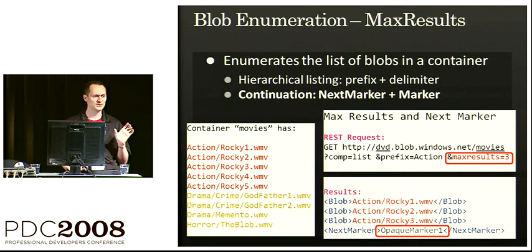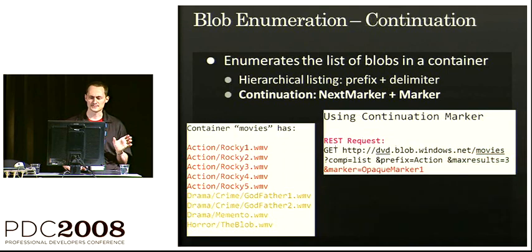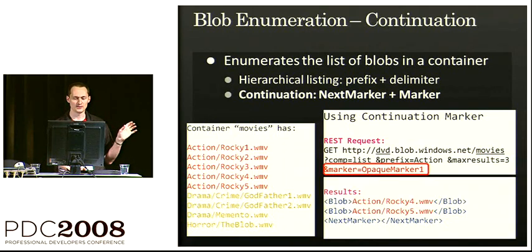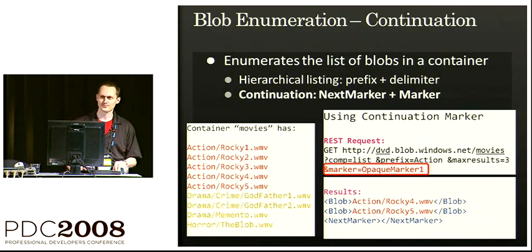Okay? You then can execute the same exact query again and specify a marker that you got before, and then it will return the next set of 3 results. And in this case, there was only 2 more results. And the next marker is empty. Okay?